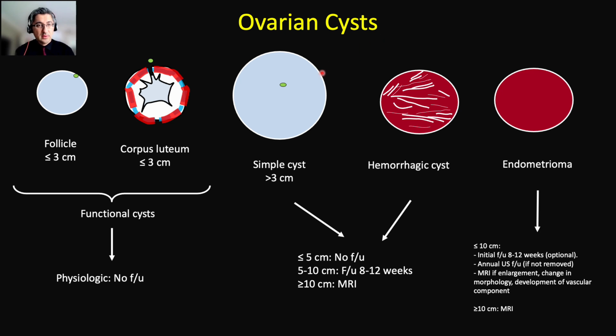So what should be our approach to ovarian cyst? What shall we recommend when we see an ovarian cyst? For functional cysts, follicles, and corpus luteum, no need to do any follow-up, they are physiologic. For simple cyst and hemorrhagic cyst, the approach is similar. 5 centimeter or under, no need to do any follow-up. Over 10 centimeter, an MRI is recommended. Between 5 to 10 centimeter, a follow-up ultrasound is recommended between 8 to 12 weeks. The approach to endometriomas is more complex, however, we don't need to worry about that in children in the acute clinical setting.